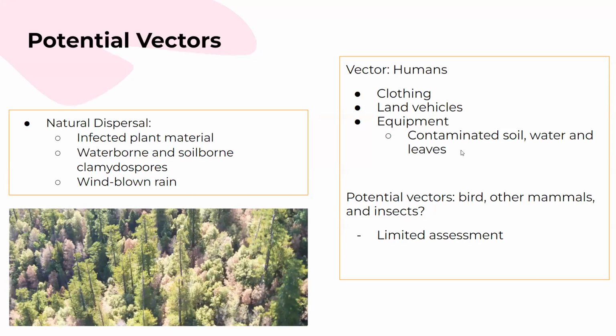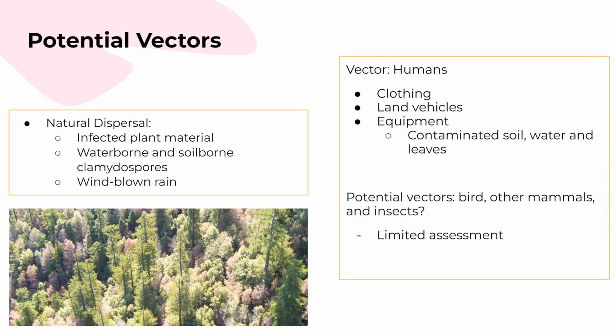How then does P. ramorum get transmitted? The natural dispersal is through the transport of infected plant material, which is mainly done by wind-blown rain. Another potential pathway is through the dispersal of waterborne and soil-borne chlamydospores, which are thick-walled spores that are able to survive extreme and harsh conditions.